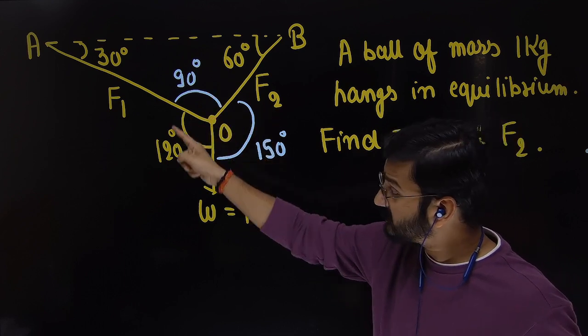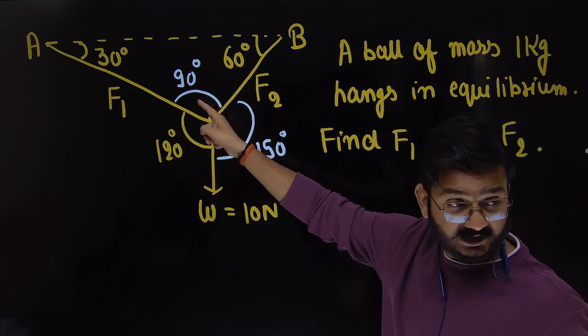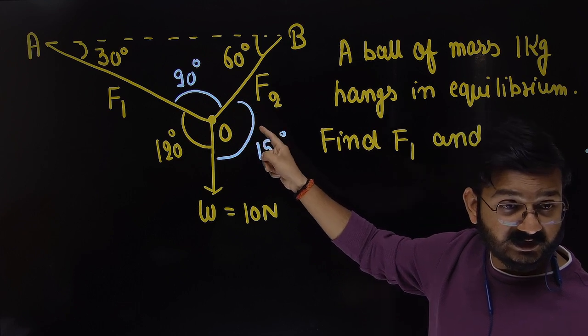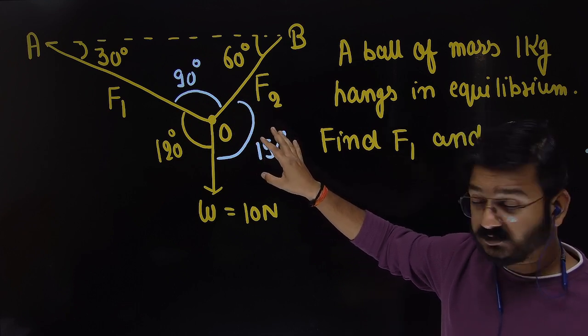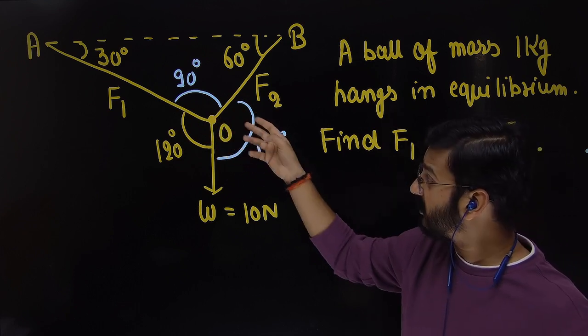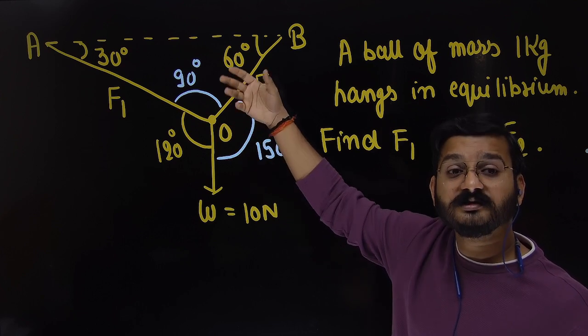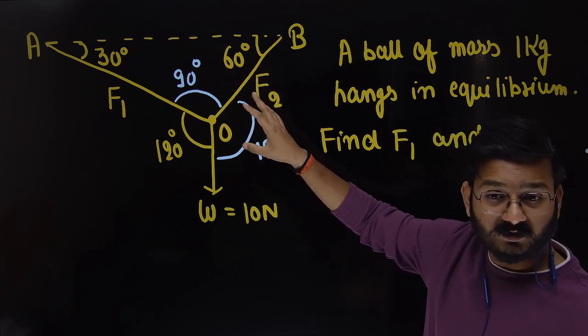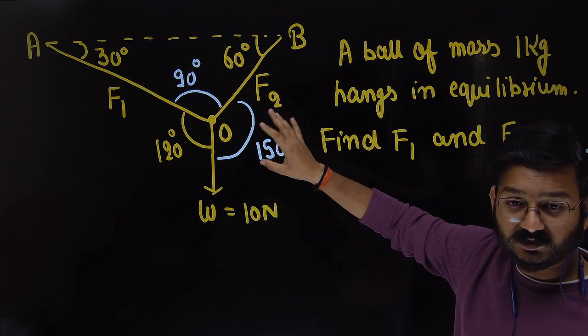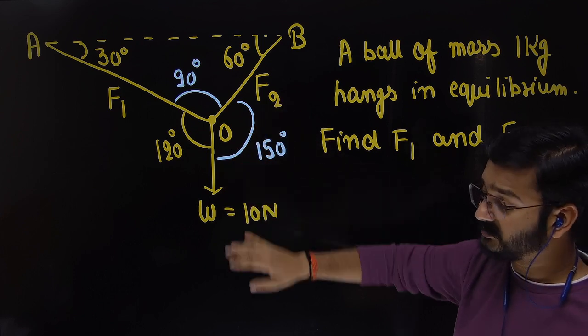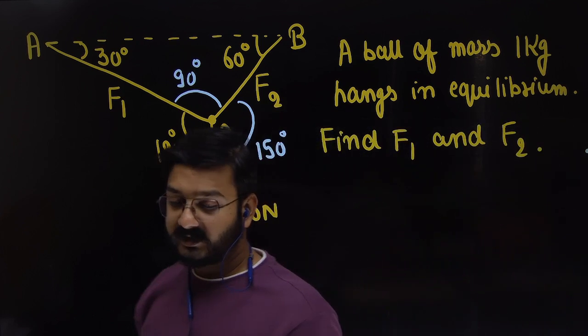And this total is 360. So 120 plus 90, 210. So remaining should be 150. So in most of the questions, these two angles or any two angles will not be given, but other angles will be given. You should know how to calculate the angle which is not given. I wrote all the angles here, but it may be possible that angles are not given.